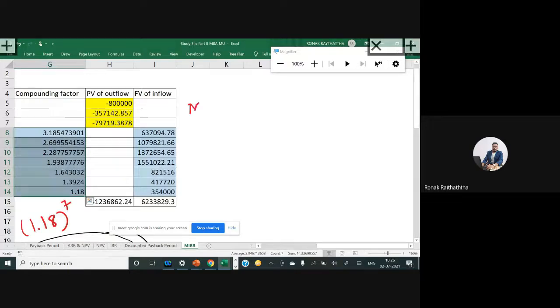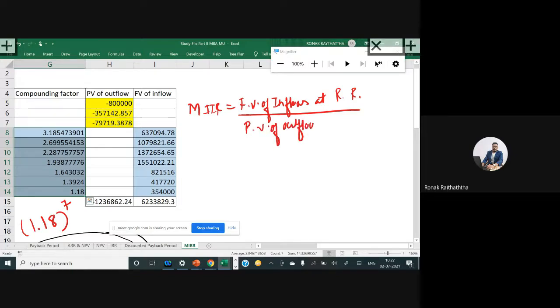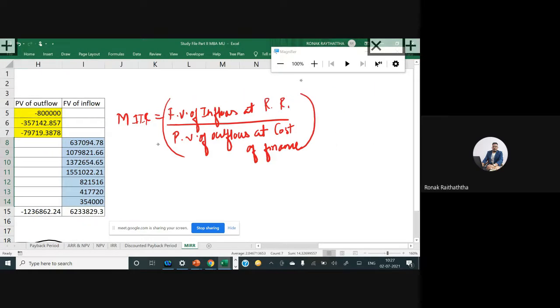Sir, MIRR equals FV of inflows at reinvestment rate divided by PV of outflows at cost of finance, in bracket raised to 1 divided by n, minus 1 after the whole bracket.